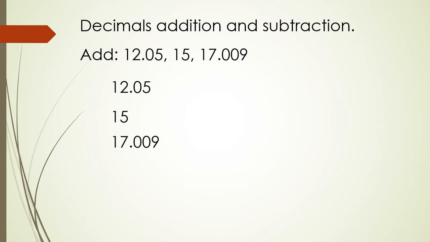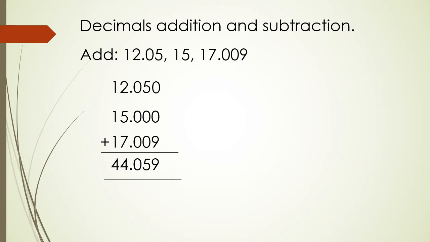Now in 12.05, after the decimal point we have only two digits, isn't it? Just add a 0, so we'll get 3 digits. Similarly, 15 is a whole number. To make it a decimal, just keep a decimal point and add 3 zeros, because in 17.009 after the decimal point we have 3 digits. Always see to it that the decimal points are kept on the same vertical line.